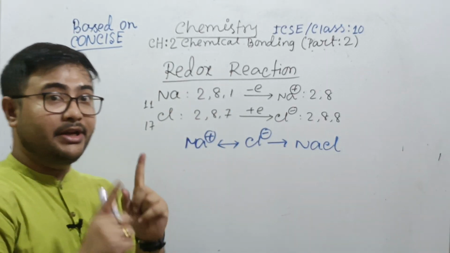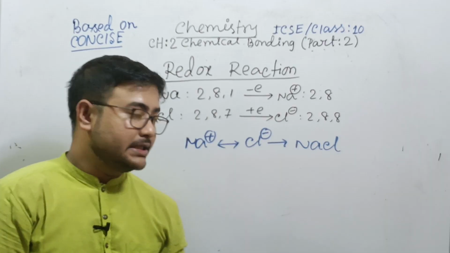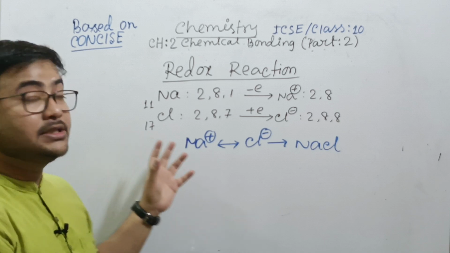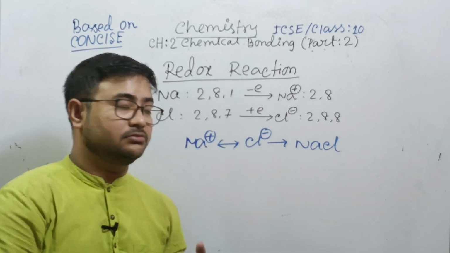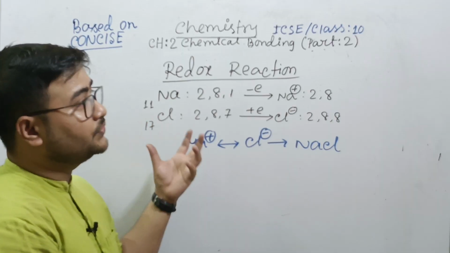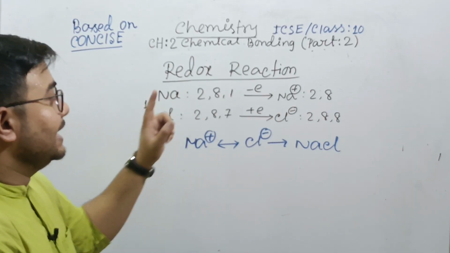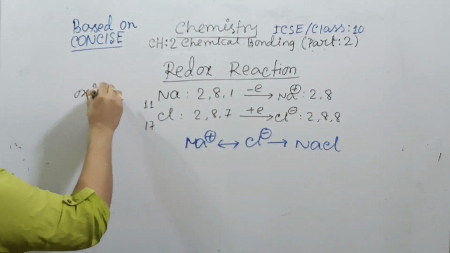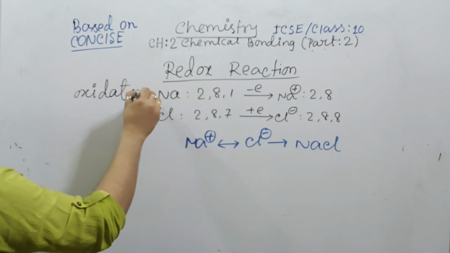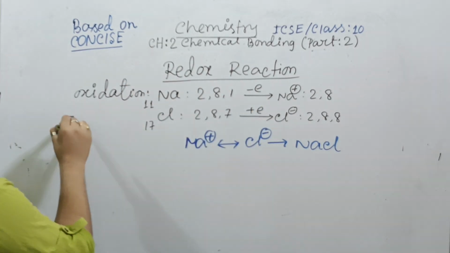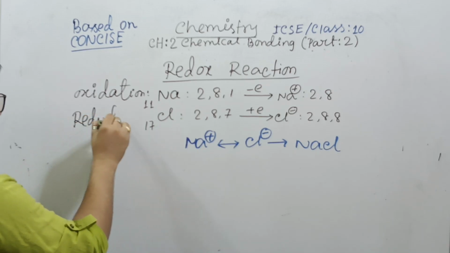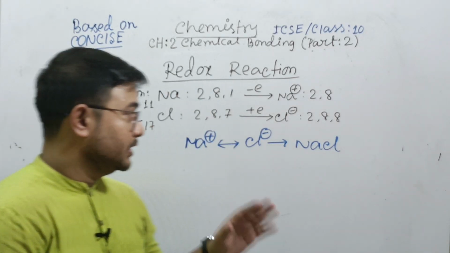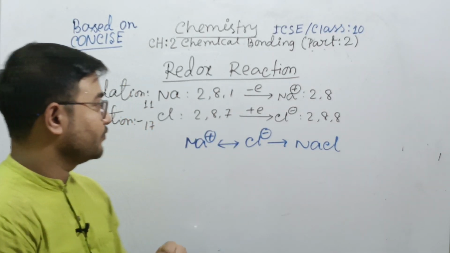Okay, now look at the board. Very important and conceptual topic. This topic is not only for this concept, it also has many applications in other chapters. Look at the board. Release of electron is known as oxidation. Acceptance of electron is known as reduction. So tell me properly. Look at the board and give me the answer.